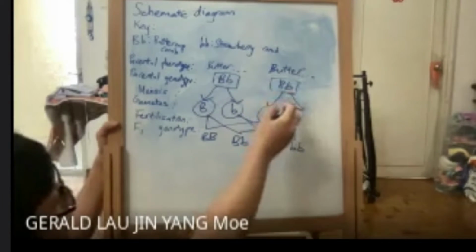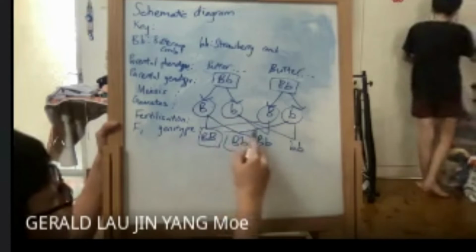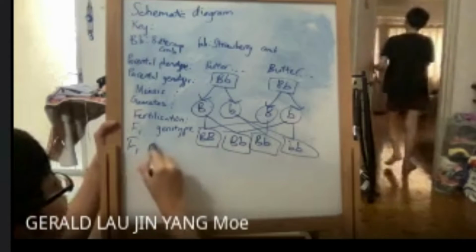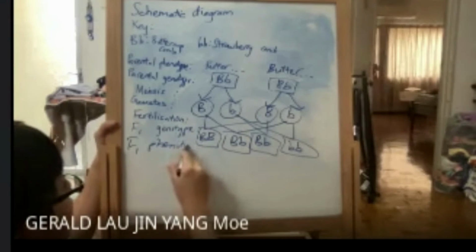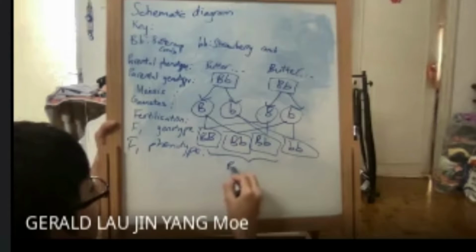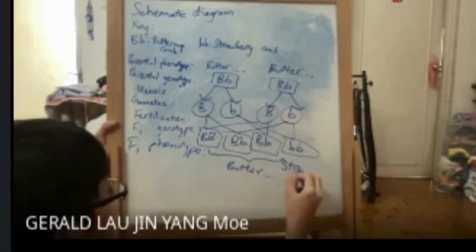Then genotype, draw the rectangle. Last one is F1 phenotype. Then you write it. This one is buttercup, this is strawberry.